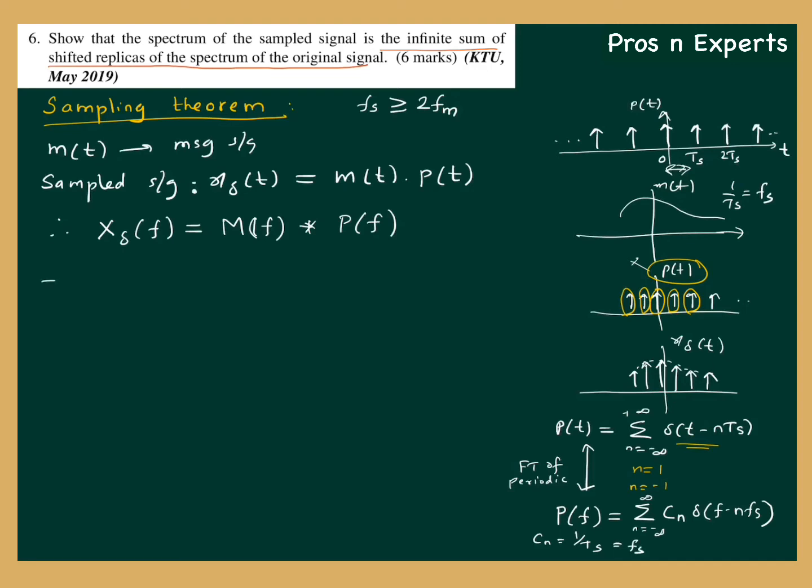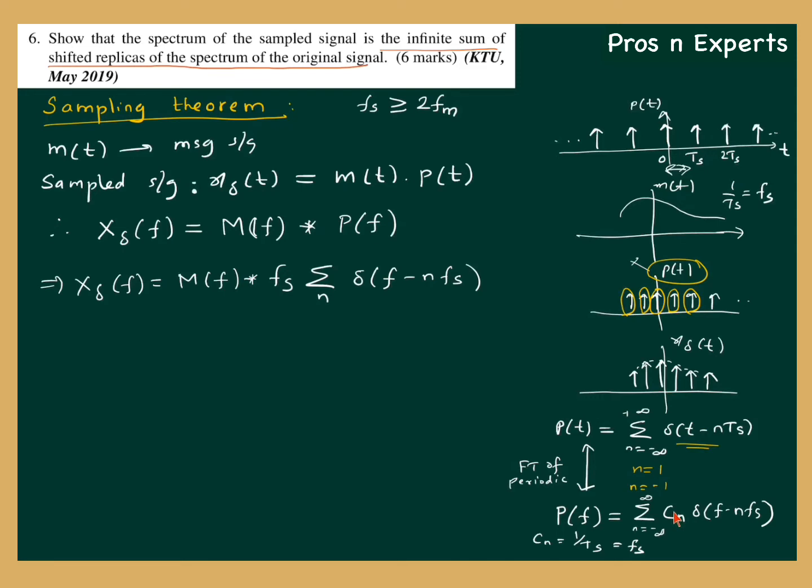So I can write x del of f is equal to M of f convolved with P of f. What is P of f? P of f is 1 by Ts, or fs, whatever it is, which I can take outside the sigma. So fs into the sum over n of cn, where cn is fs, del of f minus nfs. You might be understanding what I've done here. I have done nothing but find the Fourier transform of a periodic signal. That is nothing but shifted impulses scaled by their Fourier series coefficient, that is cn, right?